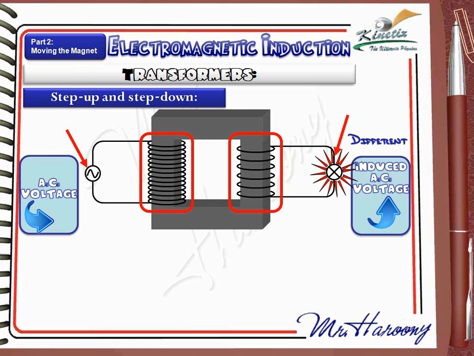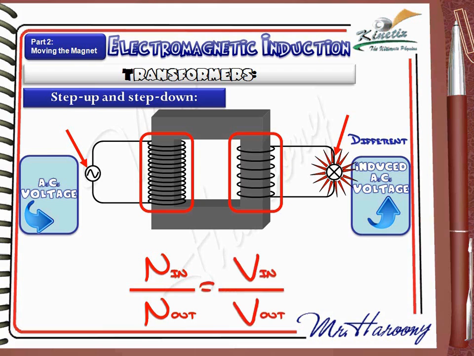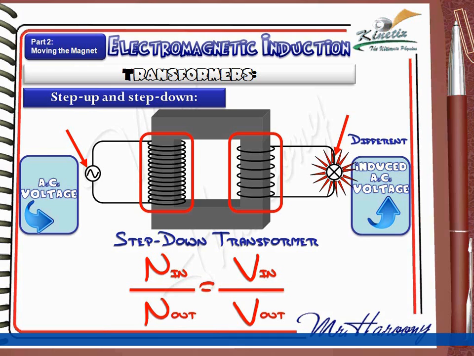This ratio between the AC voltage on primary to the AC voltage on the secondary is governed by the rule N in divided by N out, where N stands for the number of turnings, equals V in divided by V out, where V stands for the voltage. So as you can see, the transformer shown is a step-down transformer because it steps down the voltage. We can have a numerical value for more clarification.